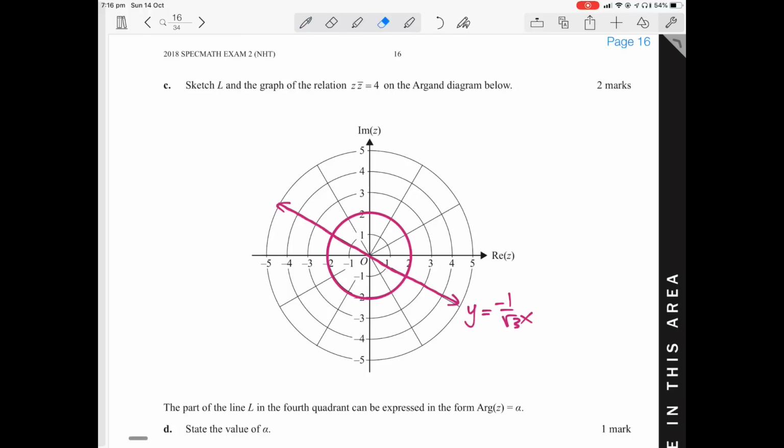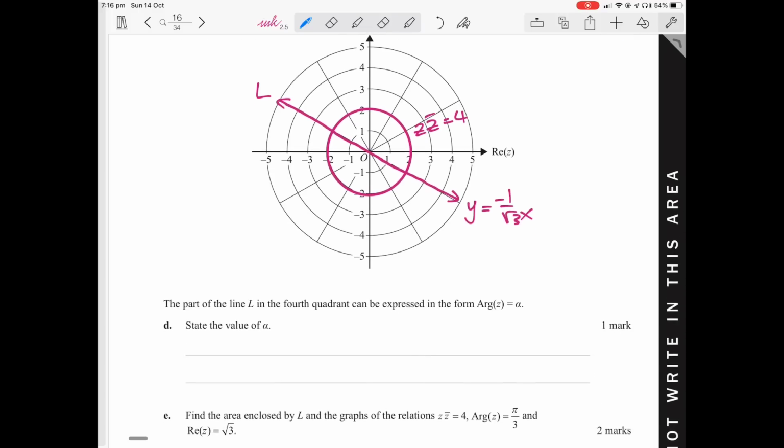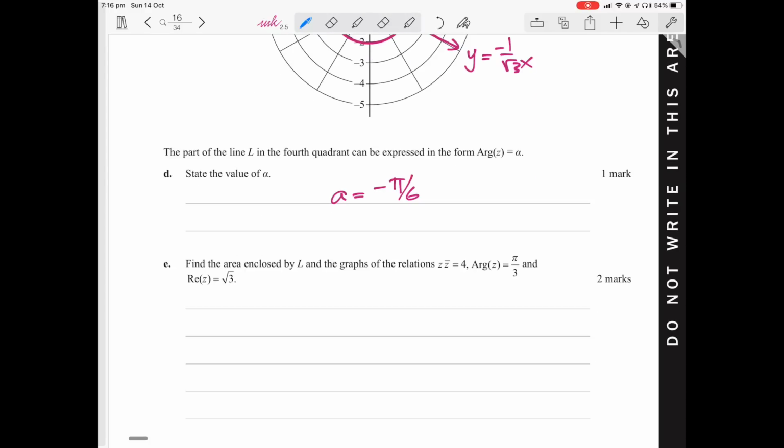Okay, and then we've got sketch it. So that's L, x squared plus, I could relabel it, z bar equals 4. Another line L in the fourth quadrant being expressed as the arg of z equals a. We just found out what a was. State the value of a. So a is equal to negative pi on 6. That's that angle.